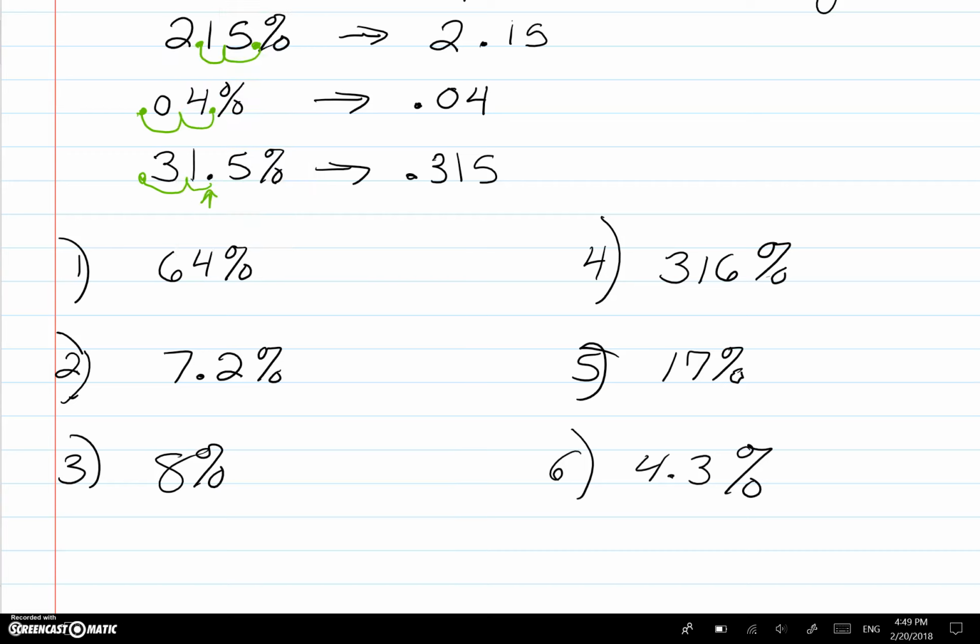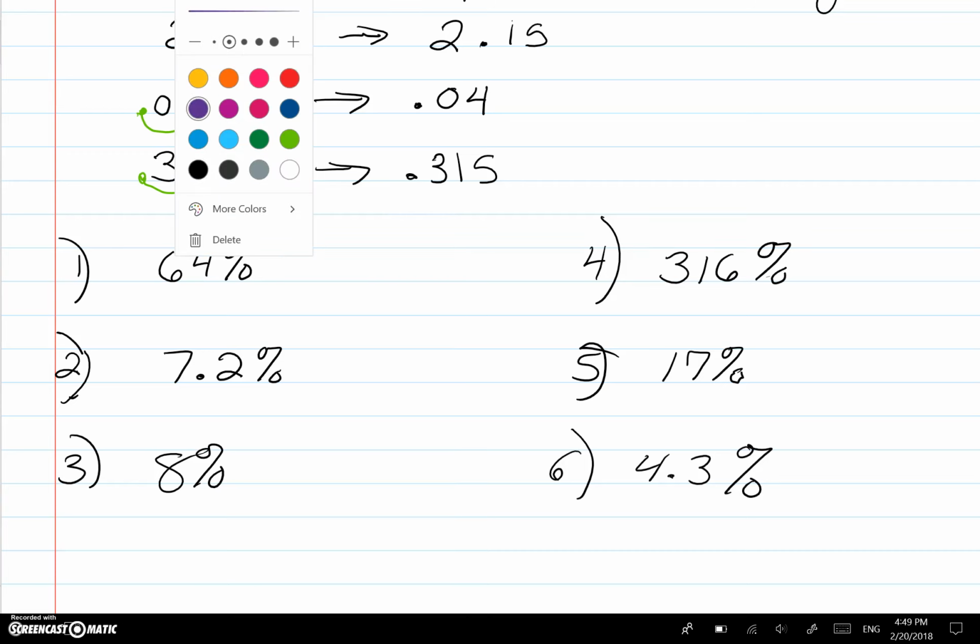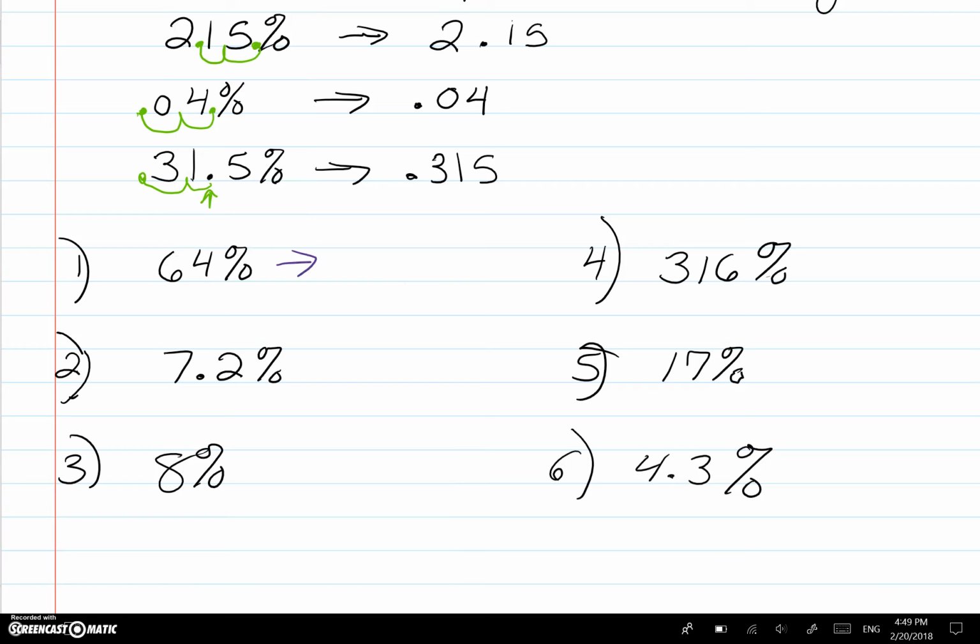Okay, let's do the answers in a different color. Let's do them in purple. 64%, my decimal's back here. Move it 2 places, 0.64. 7.2%, my decimal is already here. I just move 2 places, 1, 2. I have a blank there, so I'm going to put a 0. This is going to be 0.072. 8%, my decimal's after the 8. Move it 2 places. Once again, I have a blank space. I put a 0 in. 0.08.